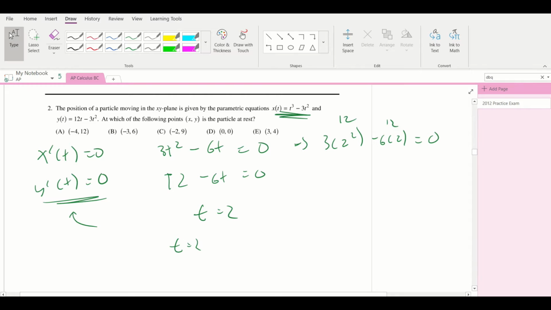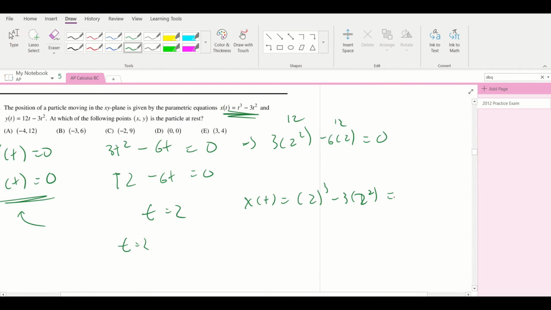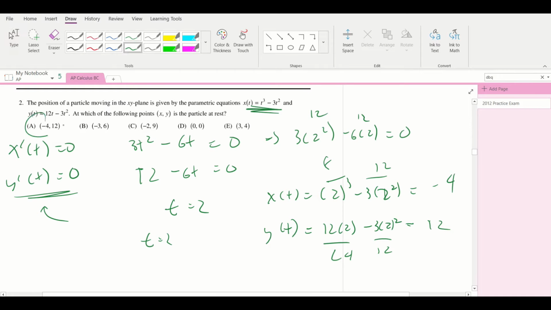And when t equals 2, x(t) equals 2 cubed minus 3 times 2 squared. So this is 8, this is 12, so it's negative 4. And y(t) equals 12 times 2 minus 3 times 2 squared, right? This is 24, this is 12, so it's 12. So the answer is negative 4, 12.